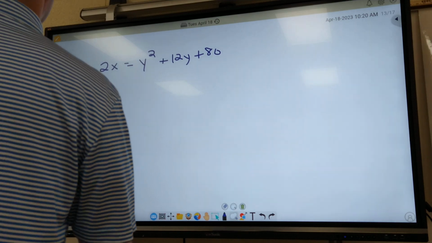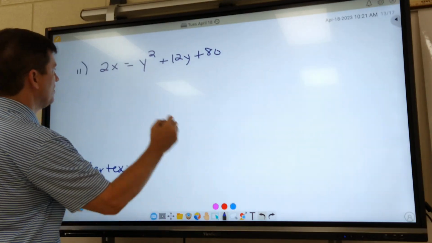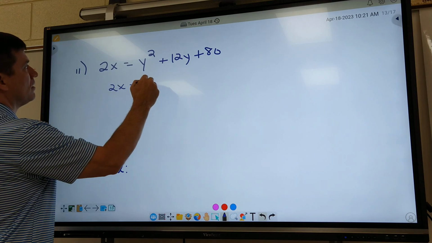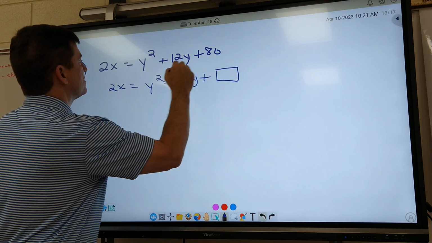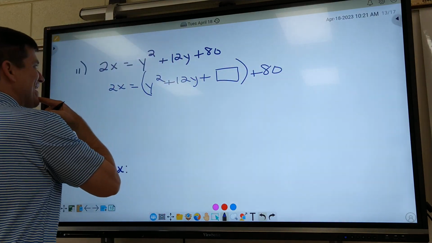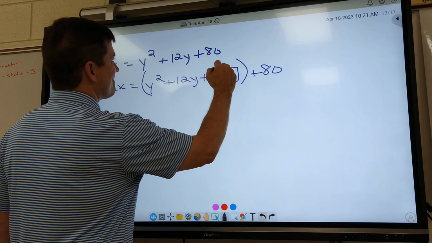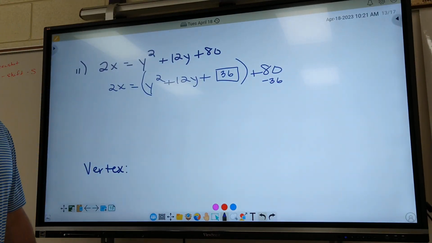All right, so this one we'll just divide on the last step. So I'm going to keep 2x over here. Y squared plus 12y, then my box, plus 80. I'm going to let y'all finish 11. I got it started.